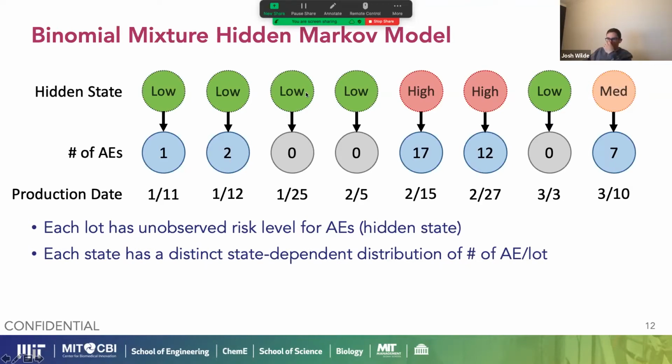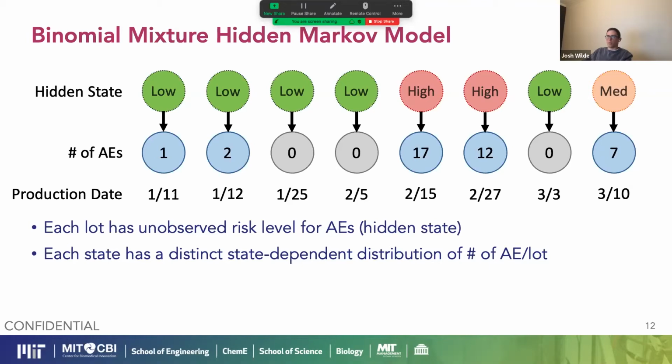And in particular, so what is a state? A state is a state-dependent distribution. It's a probability distribution of the number of adverse events per lot, or this rate that we'd expect to see. And the binomial mixture portion that we have specified, this is telling us what family of distributions the hidden state comes from. So we are using a binomial mixture model as the distribution for each one of these states, and we are learning the distribution parameters from our estimation process that I'll describe.